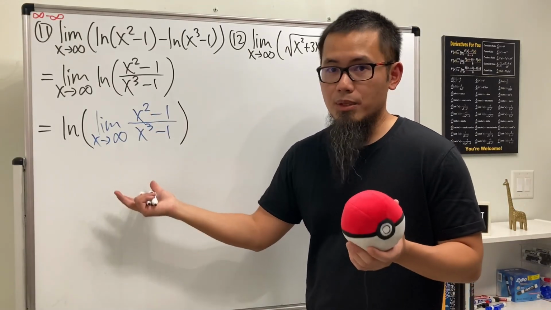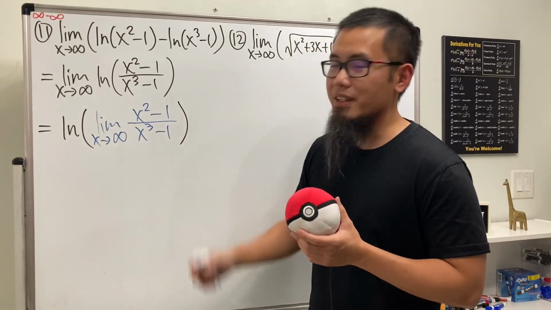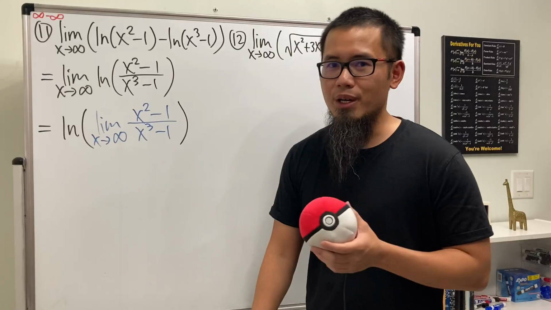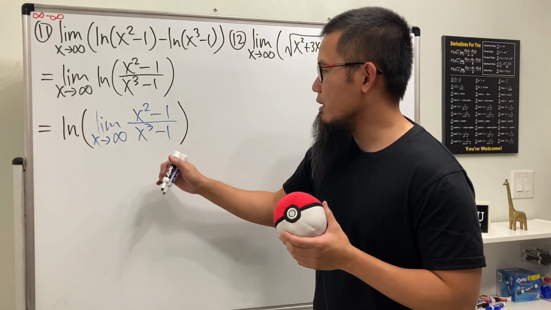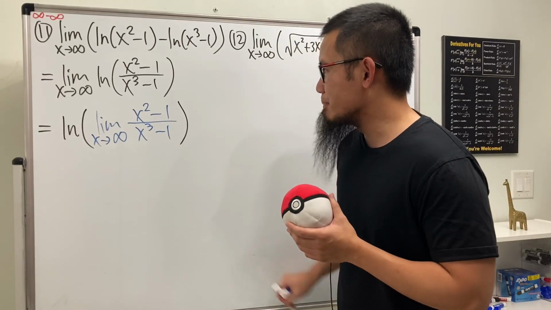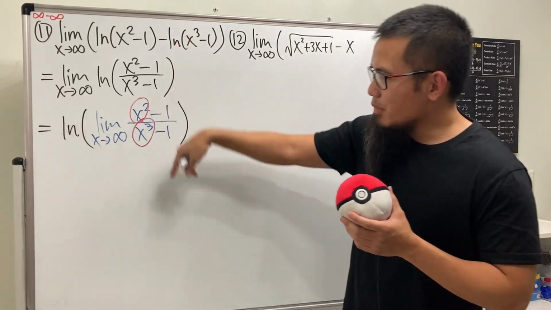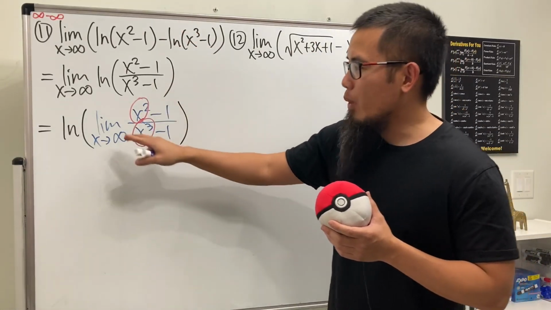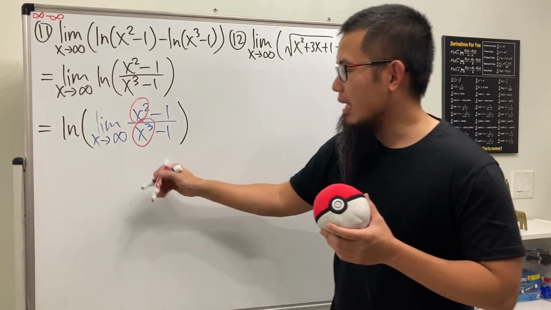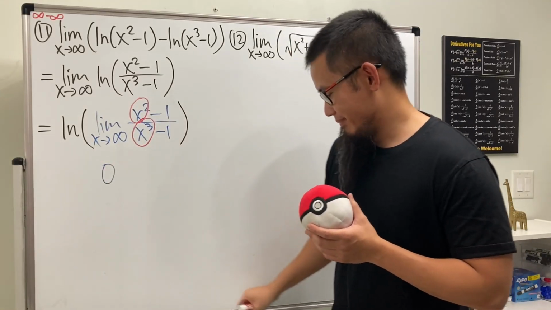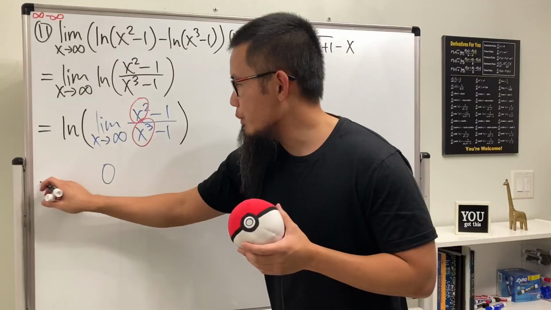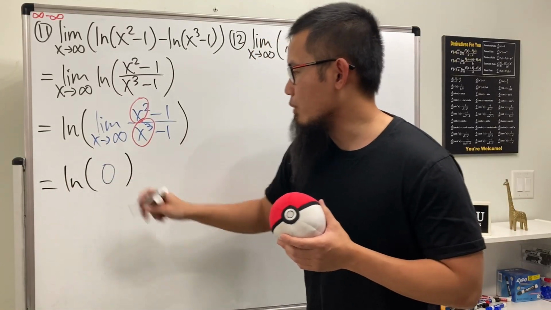You can do L'Hopital's rule because it's infinity over infinity. But we can also do the pre-calculus way. We look at the highest power of x here, likewise here. Then that reduces to 1 over x. And when x goes to infinity, that is just equal to 0. So right here, we get ln of 0.